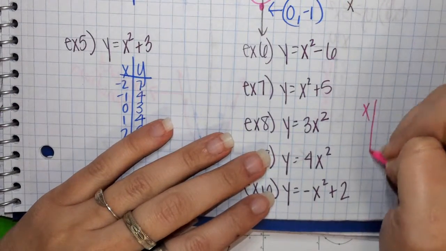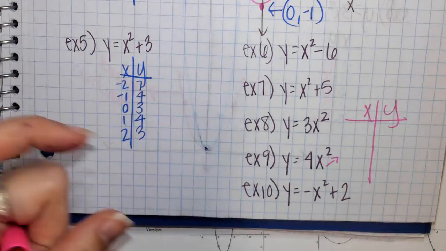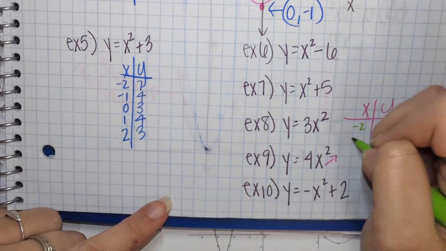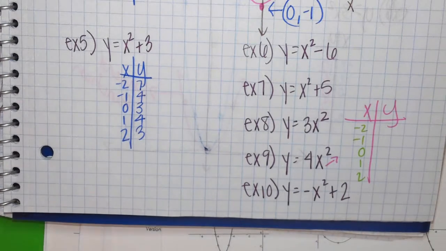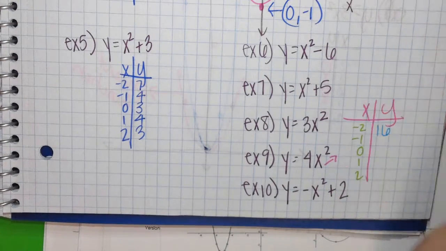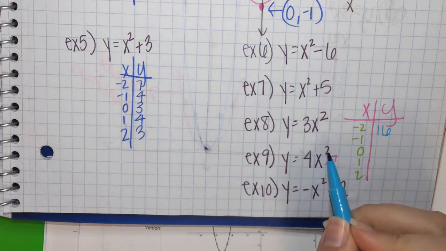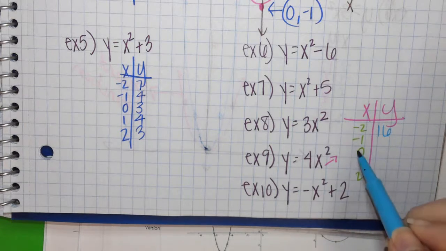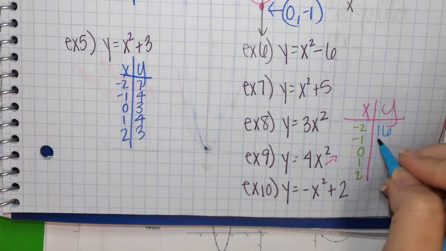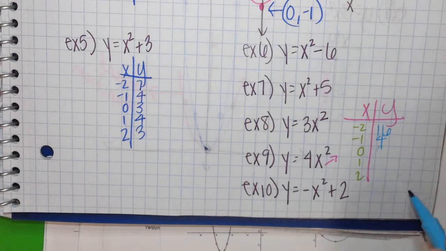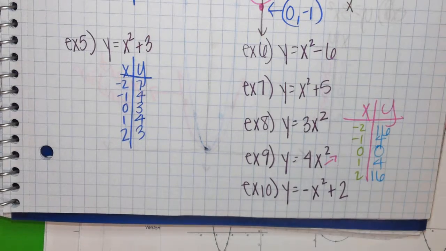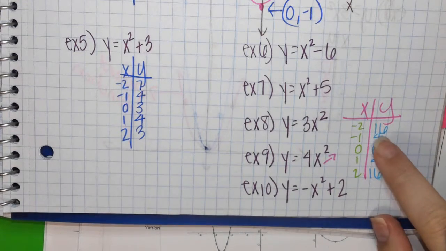So, for this one, -2, -1. Alright, -2 squared is 4, and 4 times 4 is 16. -1 squared is 1 times 4, okay. 0 squared, 0 times 4, 0. 1 squared, 1. 1 times 4, 4. And then it repeats. Now, do you think that this one's going to be stretched? Yes, because we go from 1 to 4, or 0 to 4, right?